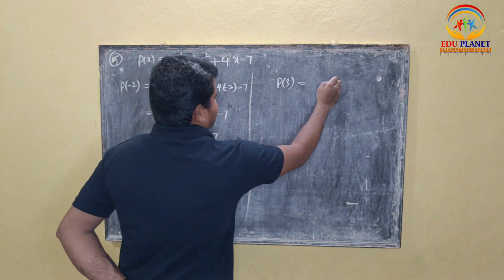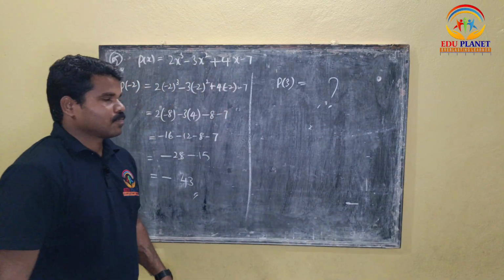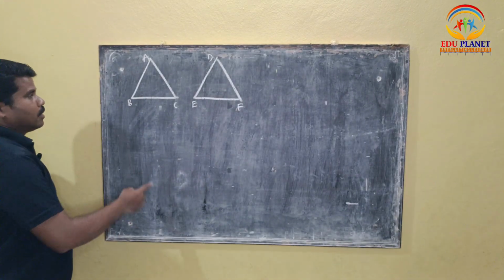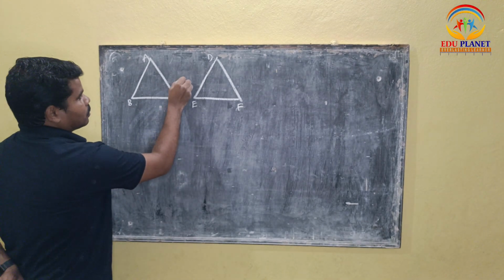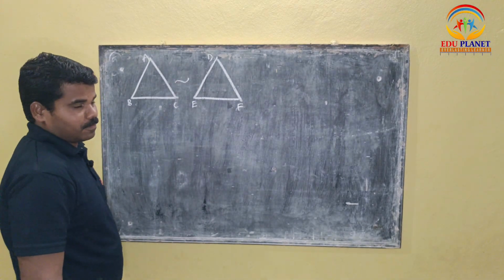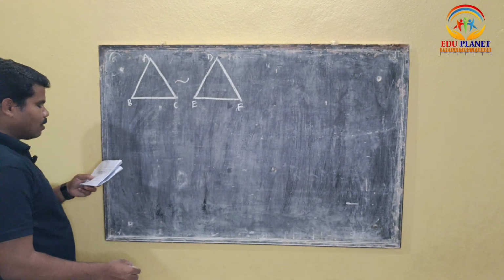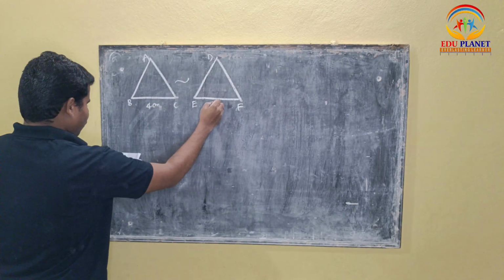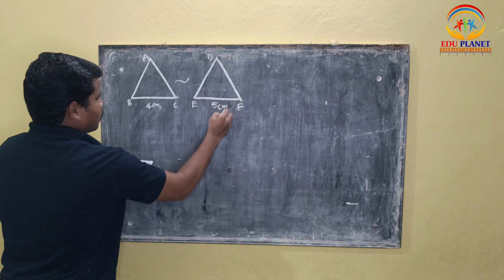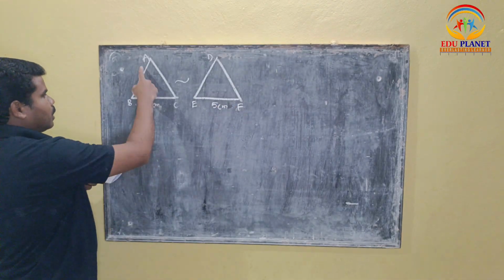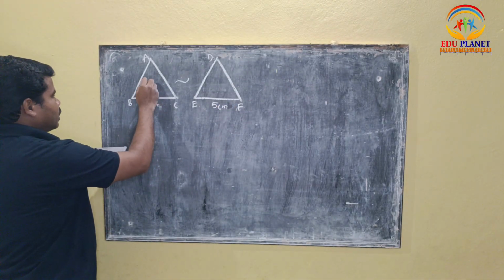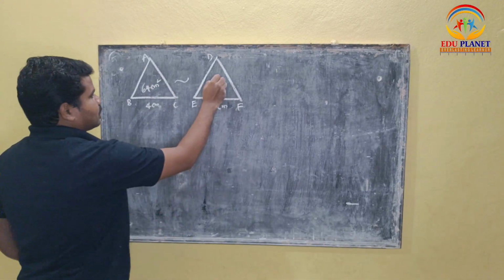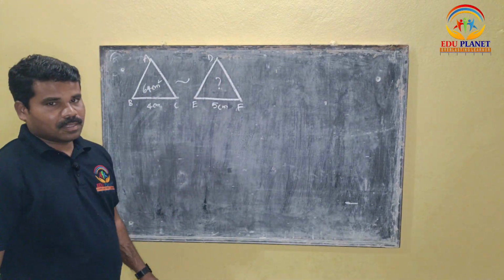Next, p of 3 you can do. This is our question number 6. Given that triangle ABC is similar to triangle DEF, and some values they have given: BC value 4 centimeter, EF value 5 centimeter, and area of triangle ABC they have given as 64 centimeter square. The question is, we need to determine the area of triangle DEF.